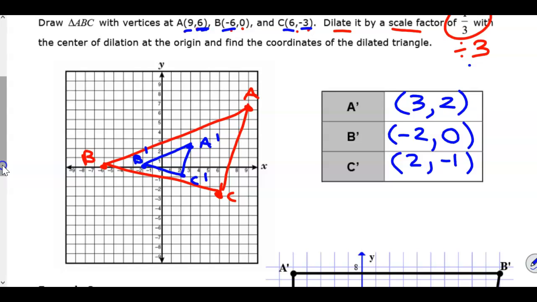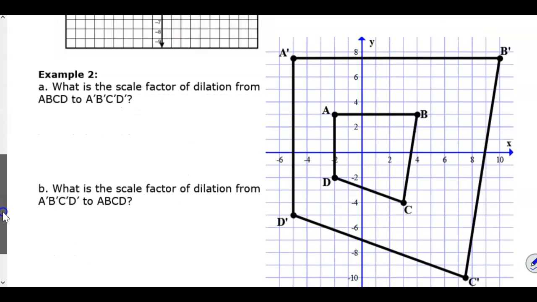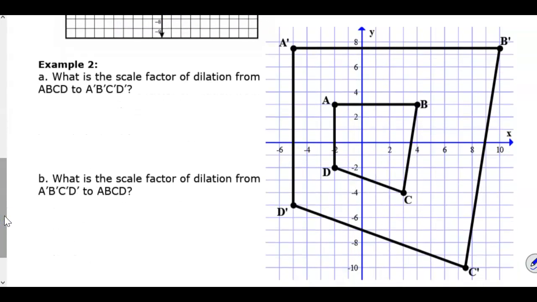And then we have our last example. Okay, everyone staying with me? Everyone with me? So, on example 2, let's scroll down. All right, what is the scale factor of dilation from ABCD to A prime, B prime, C prime, D prime? Now think about it. If I go from one to another, which one's the original? The first one, where you start, right? So this is my original, and I go to the new, right?